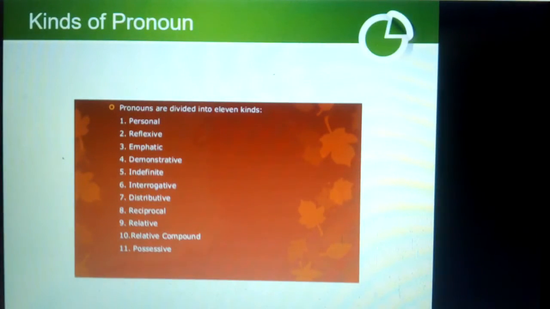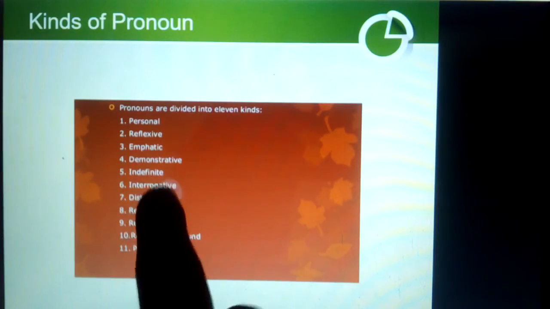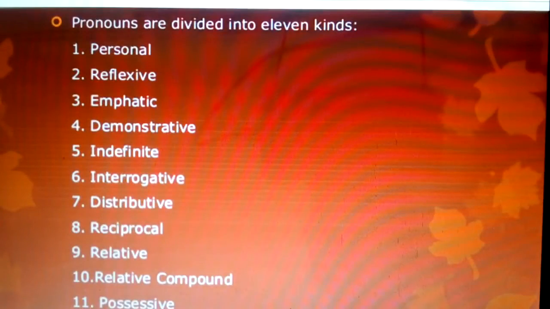Now the kinds of pronouns. There are many pronouns like personal pronouns, reflexive pronouns, emphatic pronouns, demonstrative pronouns, indefinite pronouns, interrogative pronouns, distributive pronouns, reciprocal pronouns, relative, compound pronouns, and possessive pronouns. So today we are going to discuss some of these pronouns.